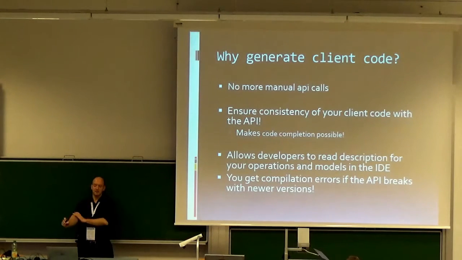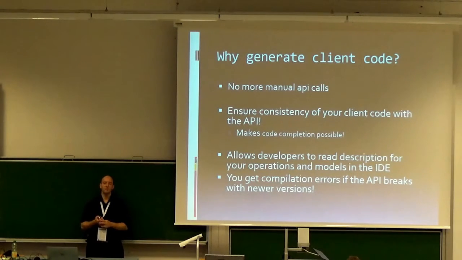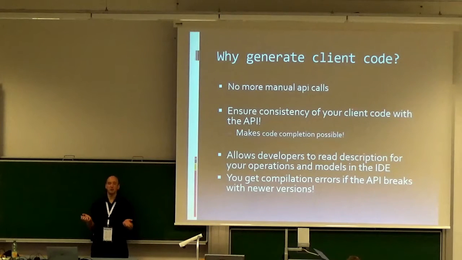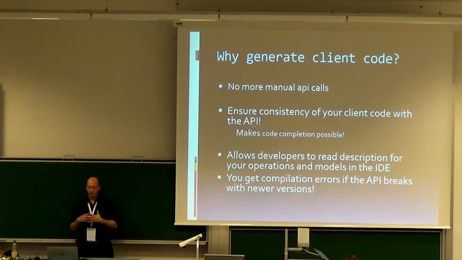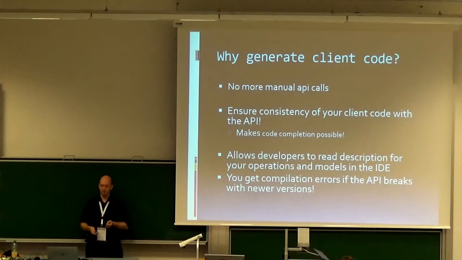Why does it make sense to generate client code? Well, you save your time. You don't have to implement the client calls manually. You have consistency with your client code. You get code completion, and developers are able to read descriptions and documentation in the IDE directly, and to get compilation errors if the API breaks in a newer version.